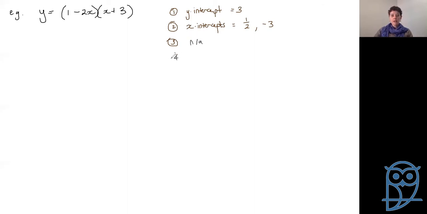And then our last one is our general shape. So what is our maximum exponent? That would be our minus 2x times our x, which would be an x squared, but it would be a minus 2x times x, so a minus x squared, which means it's a sad face.